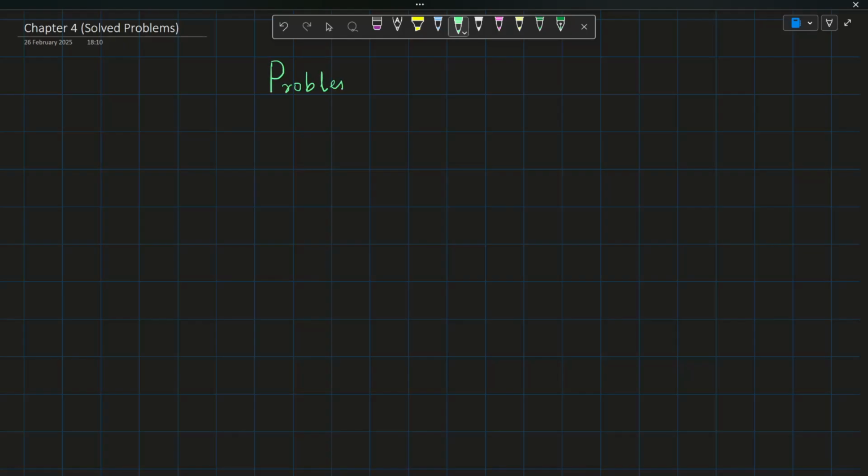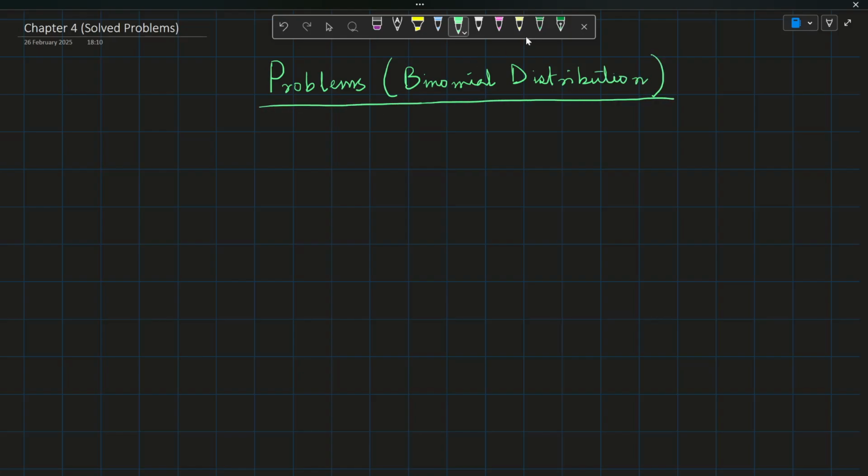Let's now complete the understanding of binomial distribution with some problems. And the importance of problems after learning a concept cannot be overstated. Problems are very important. Let's now start with problem 4.1.